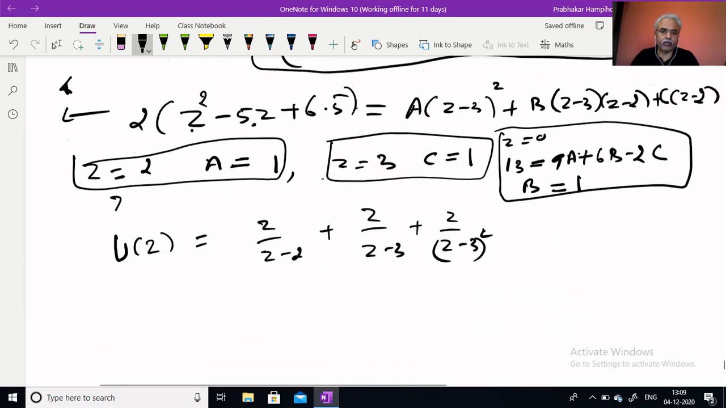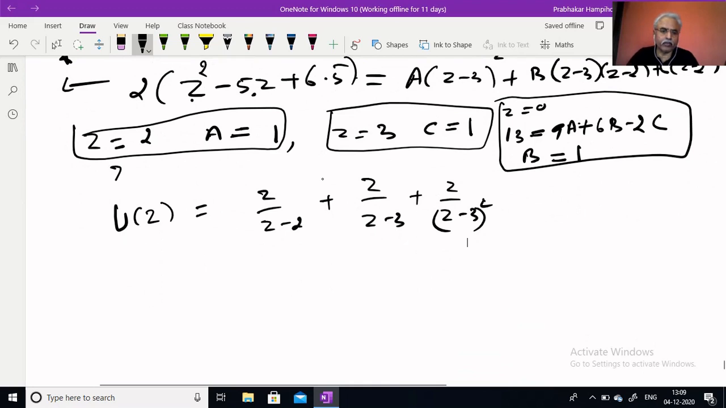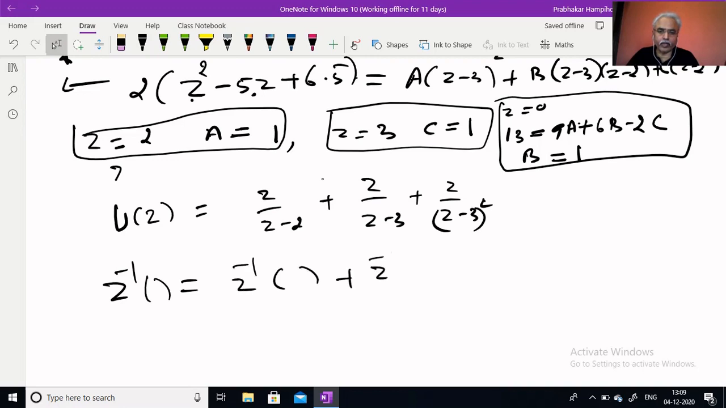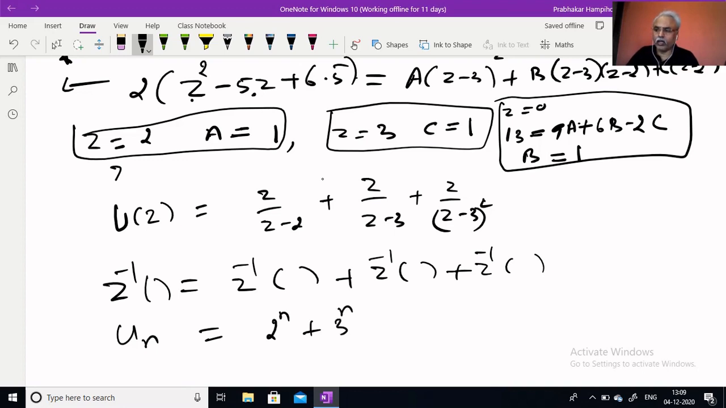Perfect. They are in the perfect shape for taking the inverse z transform. Z inverse of the left hand side equals z inverse of the first term plus z inverse of the second term plus z inverse of the third term. So z inverse of U of z is u n. This becomes 2 raised to n. This becomes 3 raised to n.